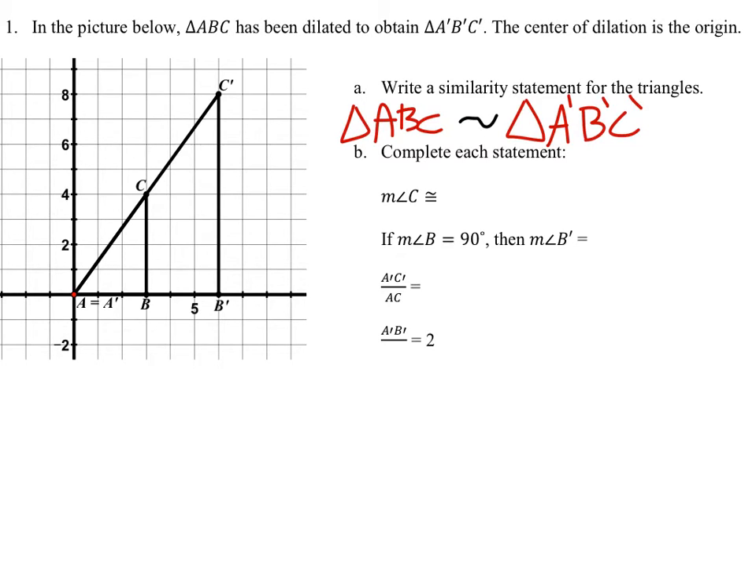Now we'll complete each statement. Based on what we know about similarity, the angles are the same. So the measure of angle C should be congruent to the measure of angle C prime. It's not quite accurate labeling for angles, but it'll do for now. If the measure of angle B is 90 degrees, then that's this one right here, then the measure of angle B prime right here should also be 90 degrees.